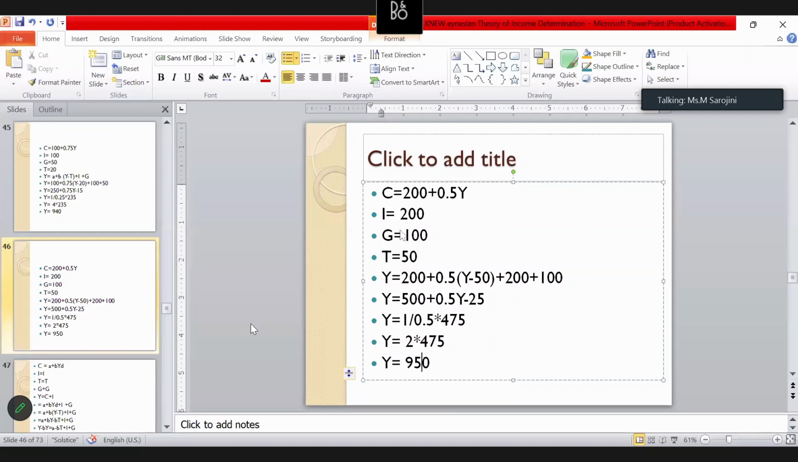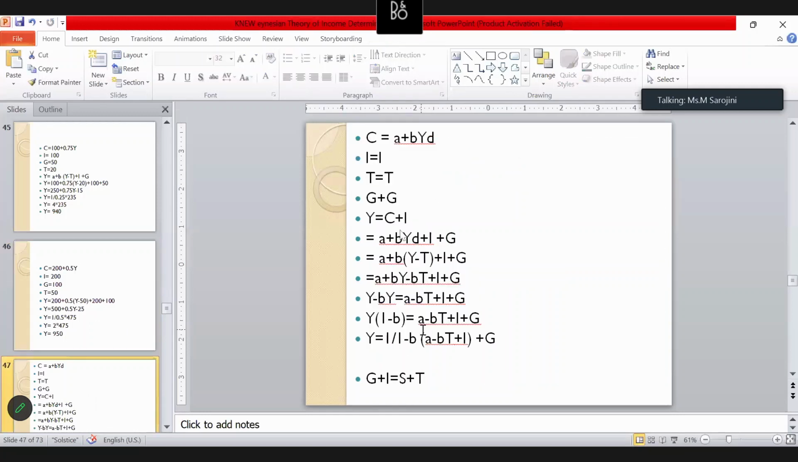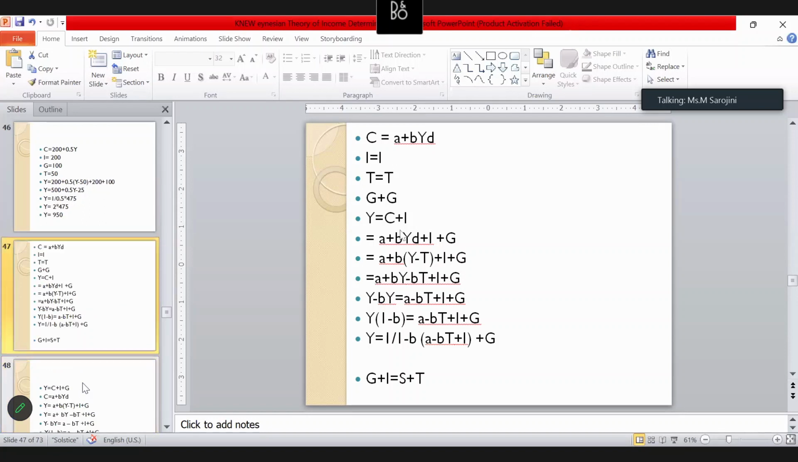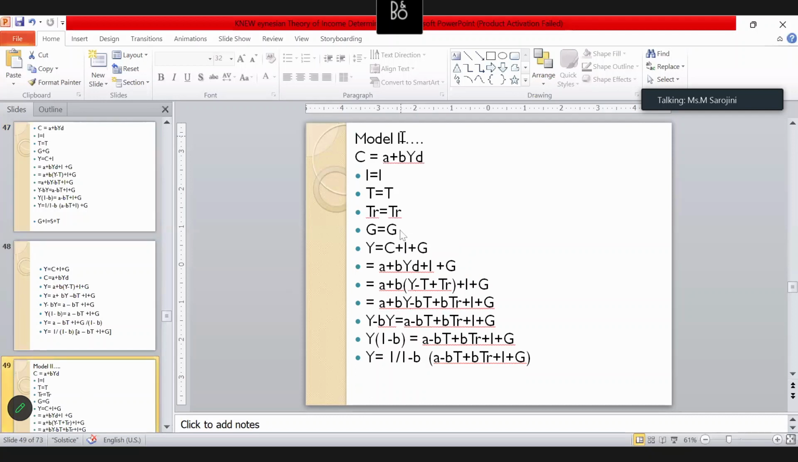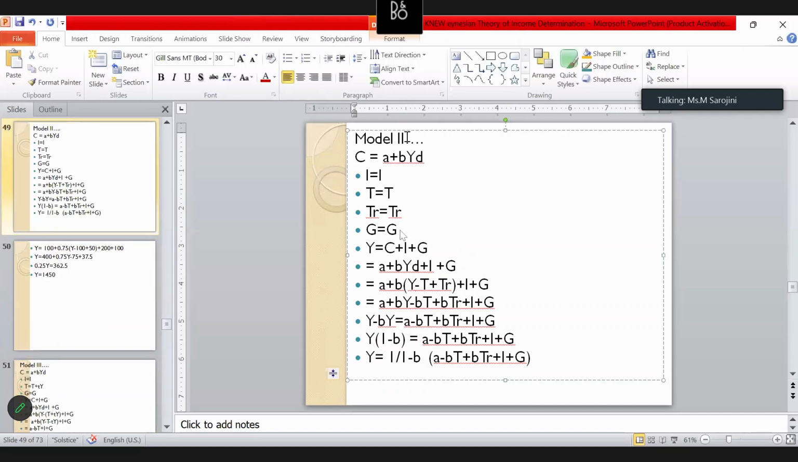Right, this is the second model. The third, what is the third model? The third model is the transfer payment. Model 3 is the transfer payment.